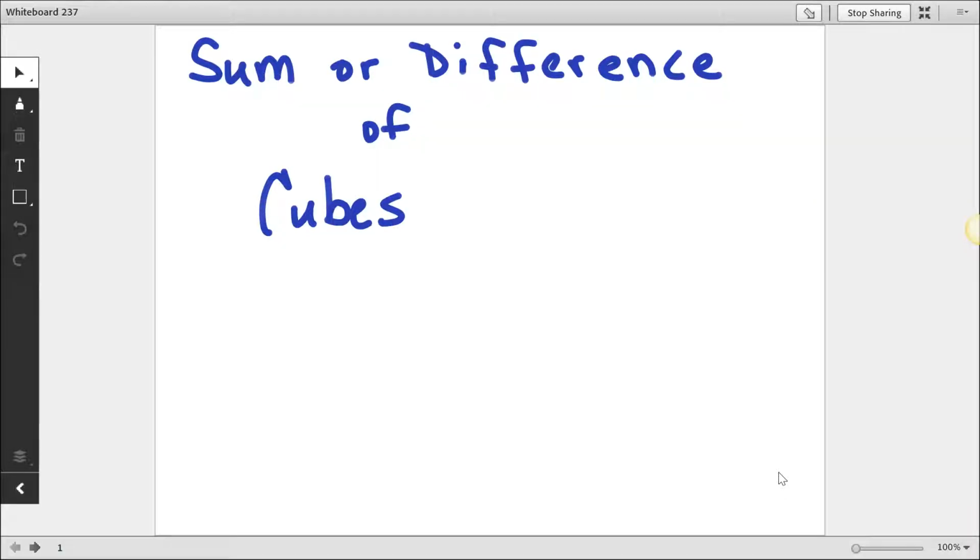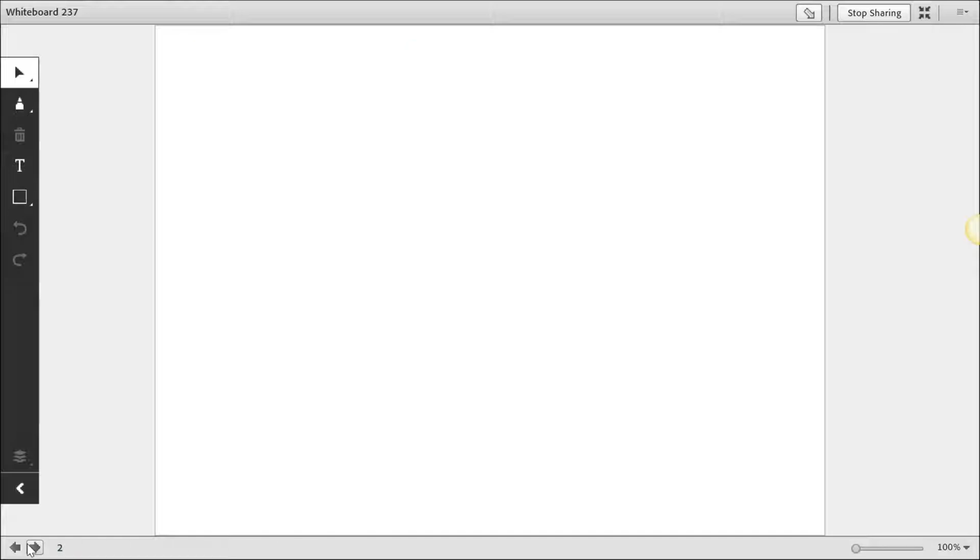I'm going to go over the sum or difference of cubes real quick. I'm going to show you the two patterns first, and then a couple of examples. So here are the two patterns.